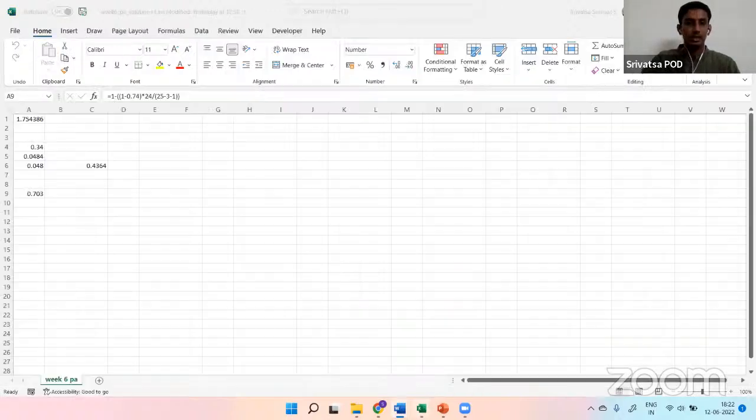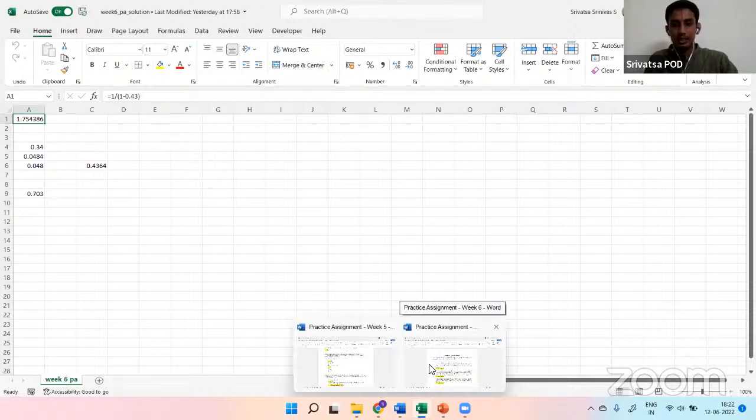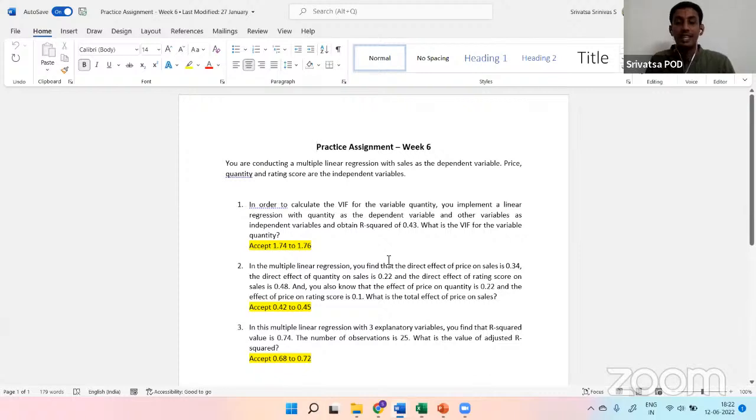Now, if you look at this question, you have the formula ready at hand. It is 1 divided by 1 minus R squared, which is 1 divided by 1 minus 0.43, and you would get about 1.754. Okay, so that's the variance inflation factor for the variable quantity. So that's what you get. Okay.